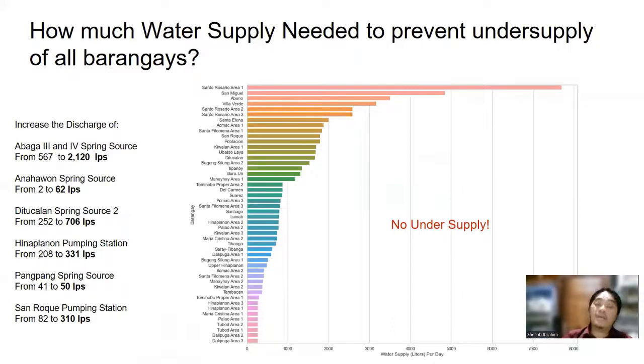The Anahawan spring source from 2 liters per second to 62. Ditukalan from 252 to 706. Hinaplanon pumping station from 208 to 331. Pangpang from 41 to 50, and San Roque from 82 to 310. If the discharge of every pumping station is increased, there will be no undersupply in all barangays.